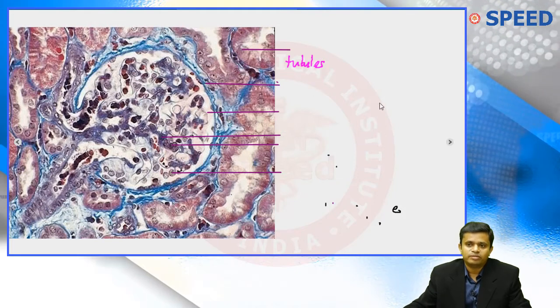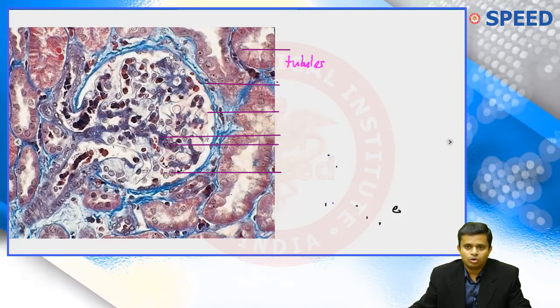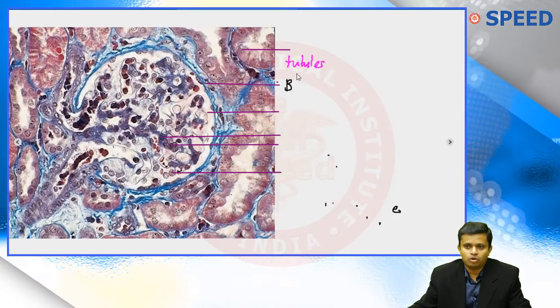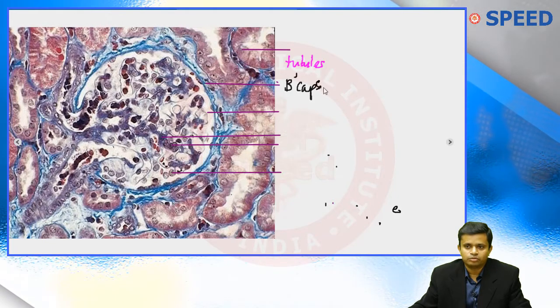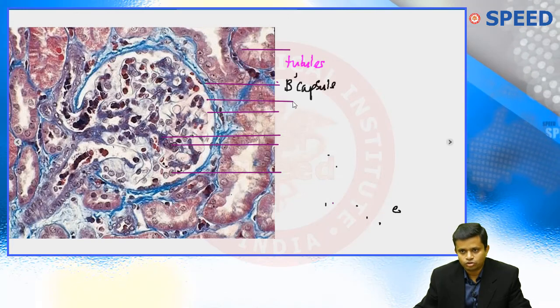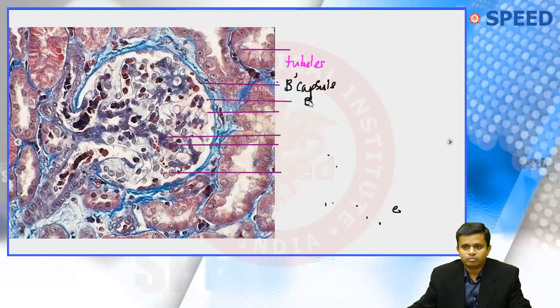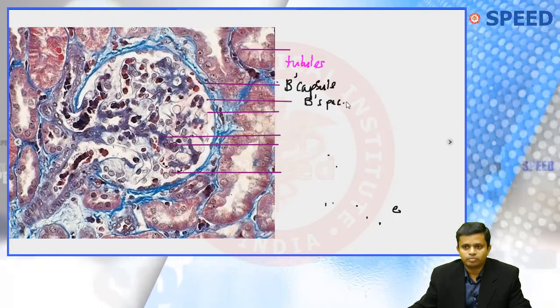This is your Bowman's capsule. This is your very simple outer ring. What we see here is Bowman's capsule. Now what you see in between, this is a small space. Can you see the small space? That place is called the urinary space, or what we call Bowman's space, Bowman's space or urinary space.